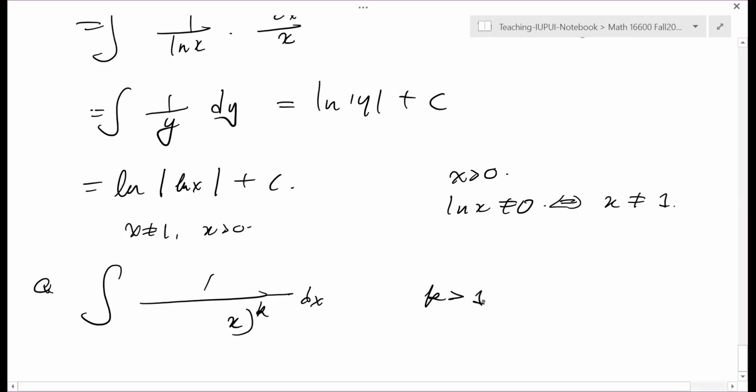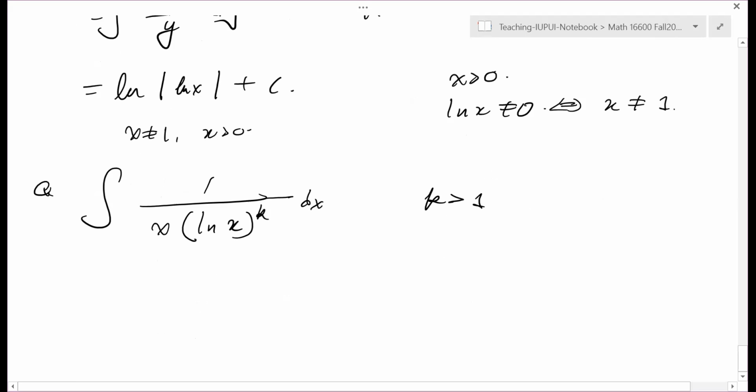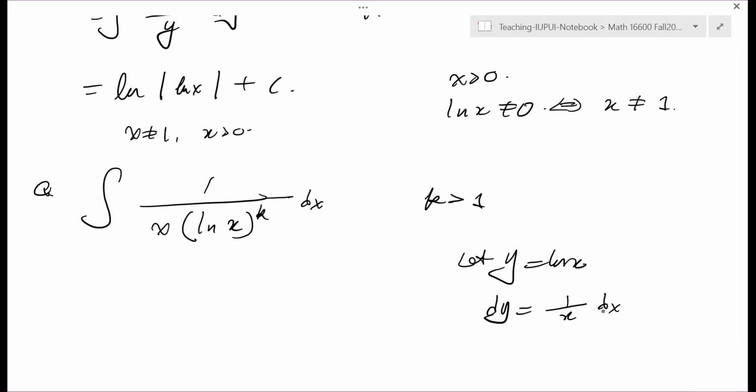Just use a substitution, right? All right, so we try the substitution. Let y be natural log x, and then dy equals 1 over x dx. That's what we learned. So I put it back. So this is going to be the integral of y to the power k dy, because dx over x is going to be dy.